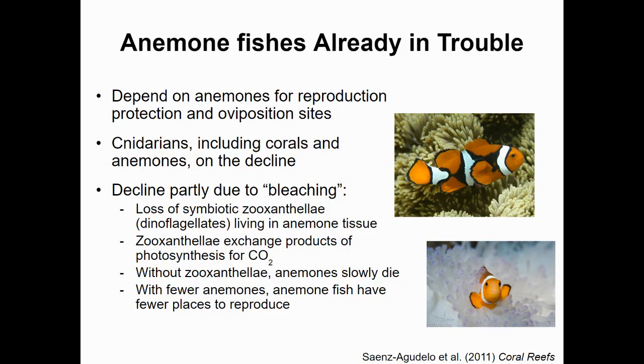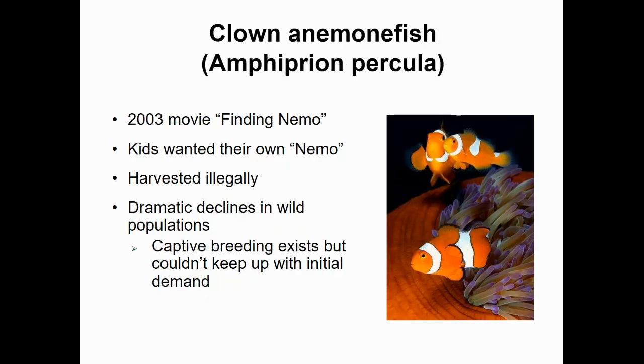Already, clownfish were suffering a little bit. They depend on anemones for reproduction and protecting their eggs. However, because of bleaching, chemical alterations of the ocean and temperature increases, anemones were already struggling and dying. When that happens, the fish don't have places to reproduce and protect their eggs. However, the 2003 movie inspired people to add a Nemo to their tank.